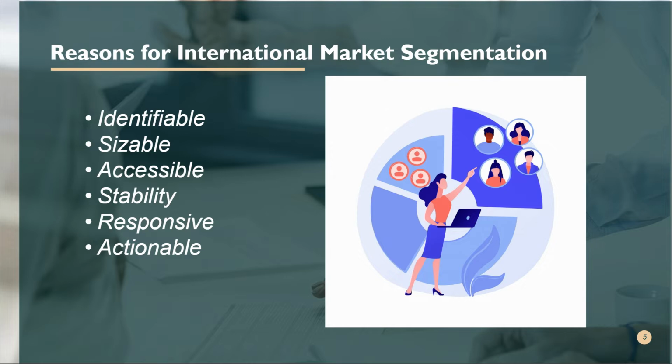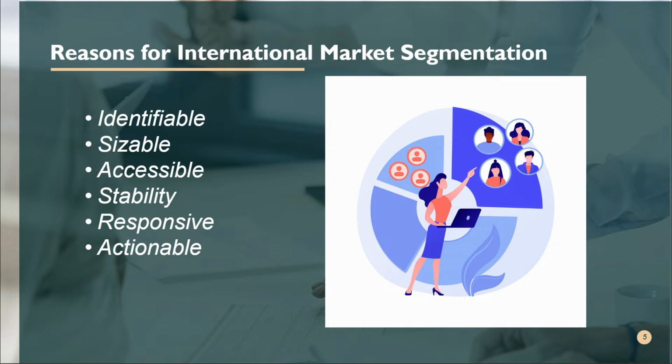Second, is the segment sizable? The segment should be large enough for it to be worth going after. Third, is the segment accessible? The segment should be easy to reach through promotional and distributional efforts. Fourth, is the segment stable? The segment should be stable enough to withstand the flow of changes in composition or behavior over time. Fifth, is the segment responsive? It is important that the segments respond differently from each other to a differentiated marketing mix.